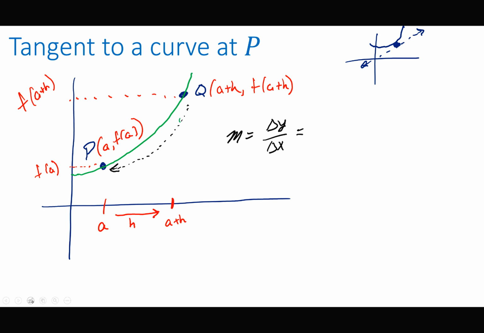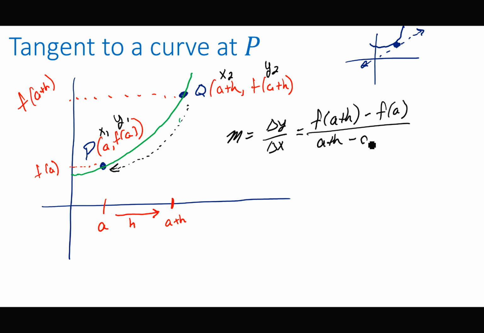If I wanted to recognize my change in y, that's simply going to be f of A plus h, my y2 essentially, minus f of A, which was my y1, all divided by my x2, which is A plus h, minus my x1, so minus A. So my numerator is f of A plus h minus f of A. A plus h minus A leaves me with just an h in the denominator.